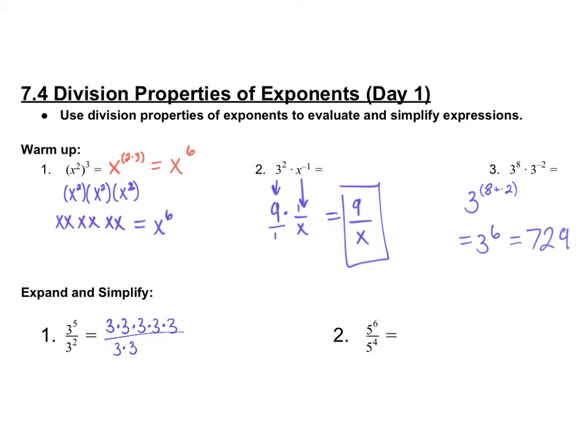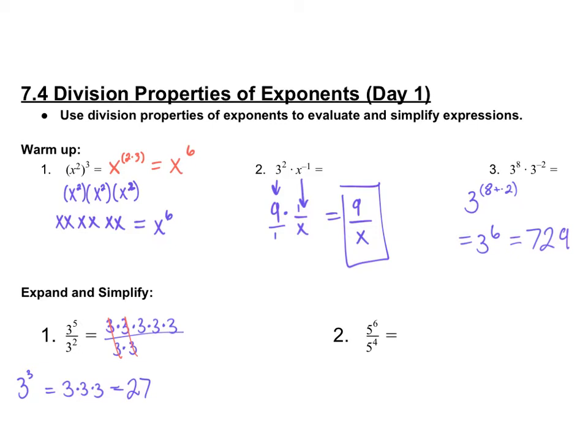Well, the nice thing here is that everything on top is multiplying and everything on the bottom is multiplying. So if that's the case, a 3 on top cancels with a 3 on bottom. Another 3 on top cancels with another 3 on bottom. So we're really only left with 3 times 3 times 3, which is really just 3 cubed. So if we do that, we get an answer of 27. You should have gotten the same thing even if you just did 3 to the 5th divided by 3 squared. You still should have gotten 27.